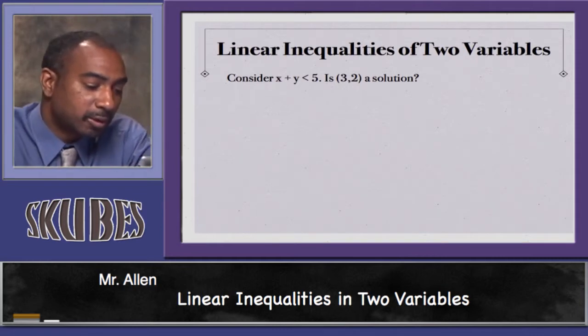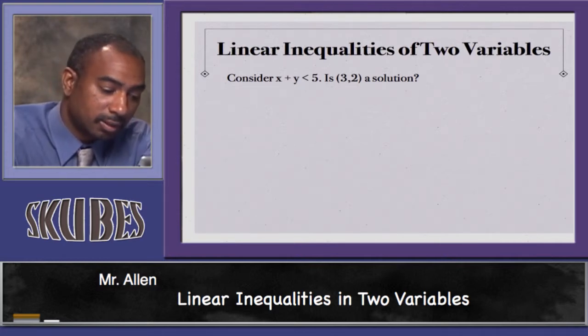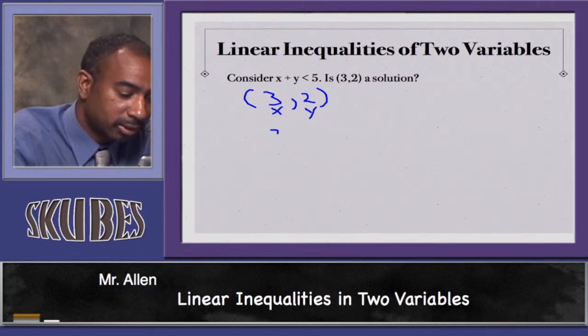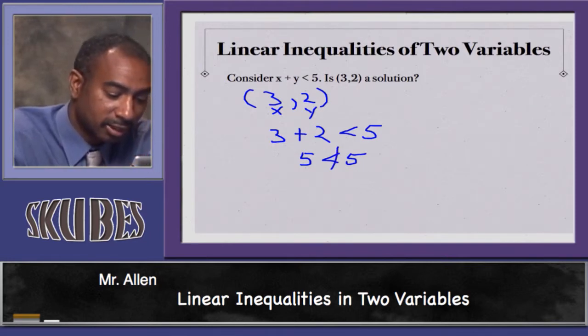I consider x plus y is strictly less than 5. Is 3, 2 a solution? All right, so what you're going to do is evaluate. Remember, your x coordinate is 3, your y coordinate is 2. So where I see x, I'm going to put 3. Where I see y, I put 2. 3 plus 2 is 5, but 5 is not less than 5. 5 is equal to 5. So we know that this is not a solution.